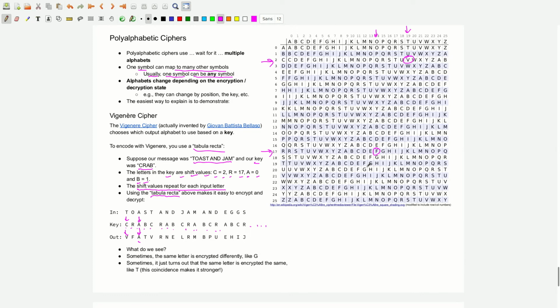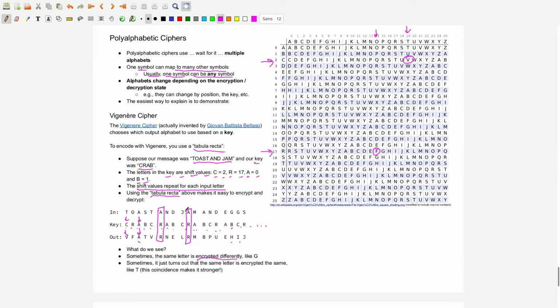All right, so what do we see? Well, sometimes the same letter is encrypted differently. Like G, eggs, here we have B, C, and so we get H, I, so different letters. Sometimes it just turns out that the same letter is encrypted the same way. But again, you would expect that to happen with some randomness, right? If we were doing this randomly, sometimes a bit is changed, sometimes a bit is not changed. In this case, these two A's both end up as R's, but maybe that's okay.